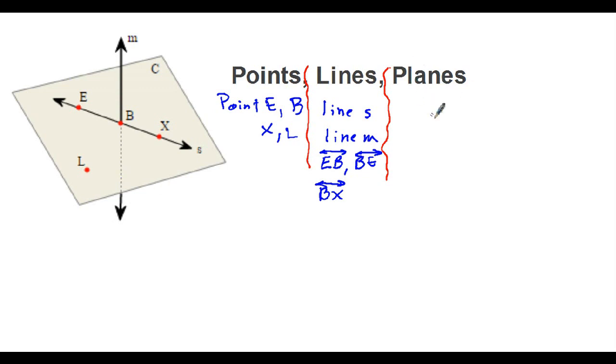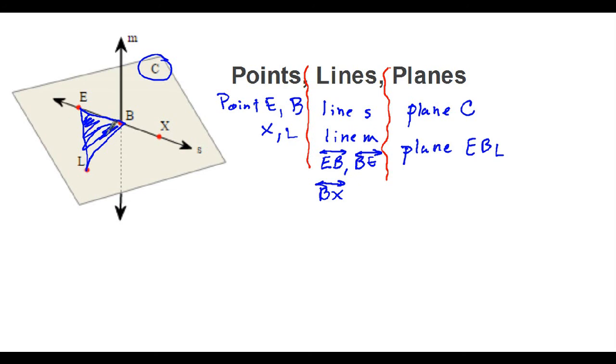Alright, let's move on to planes. For the plane you can use plane C, and I'm talking about the capital letter you see here in the corner. That could be an example of a plane. You can also use three letters, but you've got to be careful which three letters you use, and I'll show you what I'm talking about. Alright, so E, B, L. See, that's a plane. You can see how that can be drawn out as a plane. So you could say plane EBL.